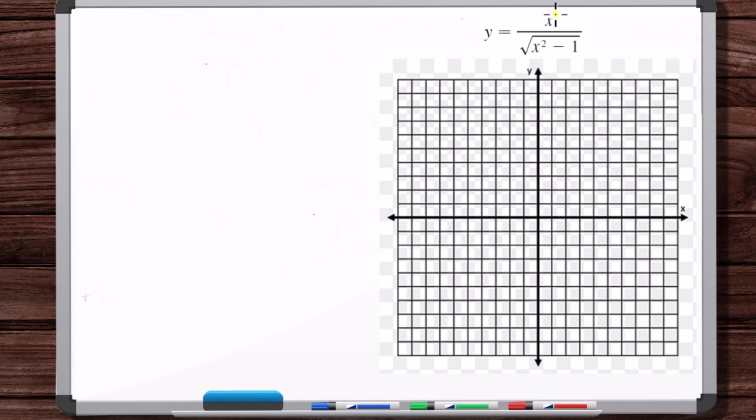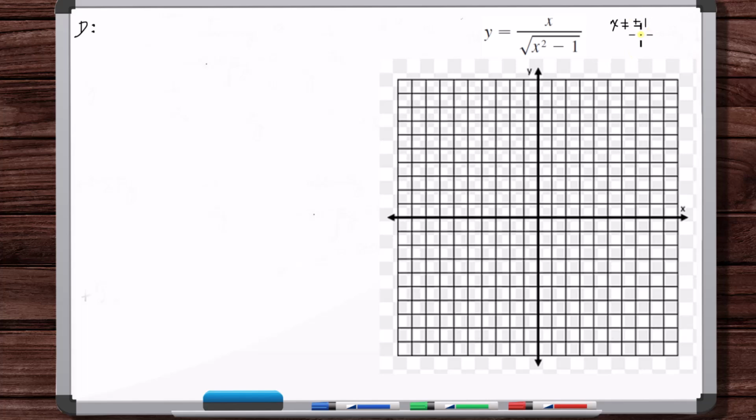Okay, so this is example problem number 11, and in this video, we're going to sketch this function here, x over the square root of x squared minus 1. Okay, step 1, the domain. So if we look here, x can't be equal to plus or minus 1, actually.